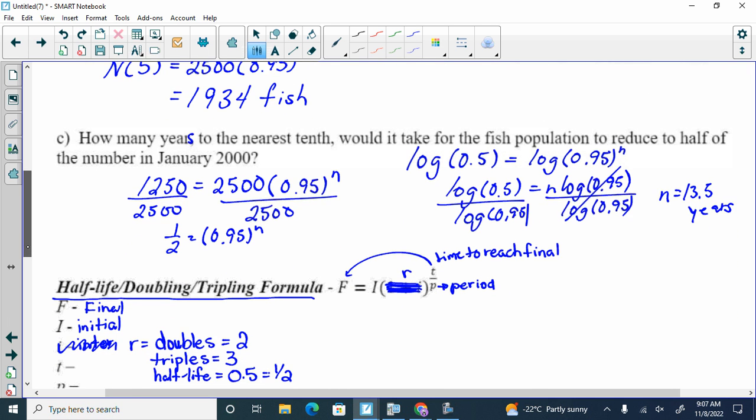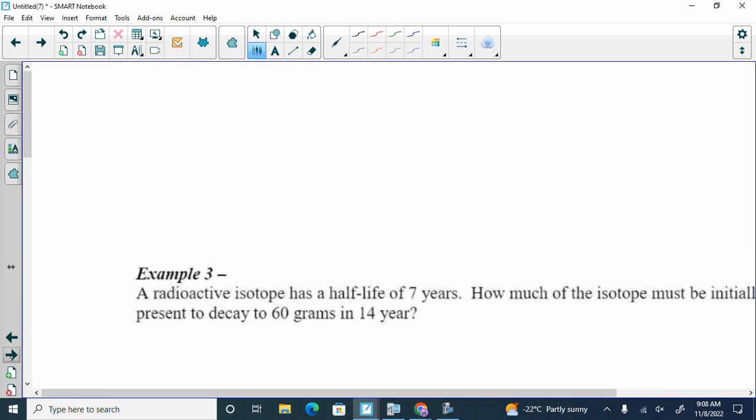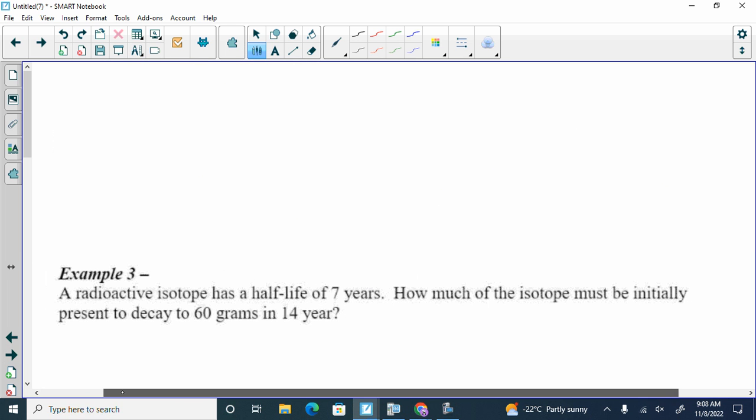Okay, so we did all those. Then we're moving on to these ones. Is this the first one, or was there one before this? I can't remember. I think that's the first one.